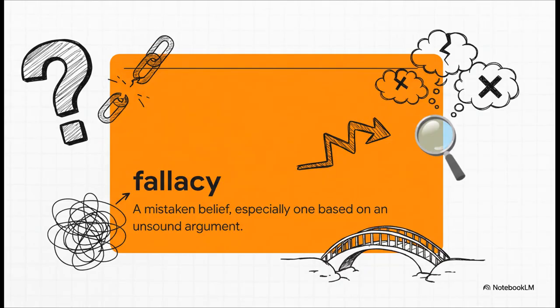Ooh, this is a great word for critical thinking, fallacy. A fallacy is basically a wrong idea, a mistaken belief that's based on a bad argument. For example, it's a common fallacy that you'll catch a cold from being out in the rain. The adjective form of this is fallacious. You could say, that's a fallacious conclusion.